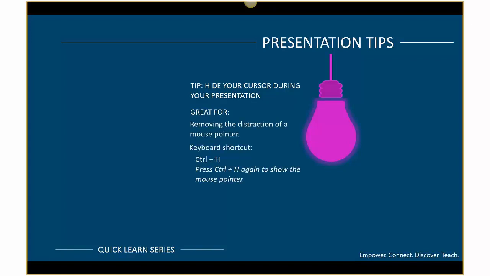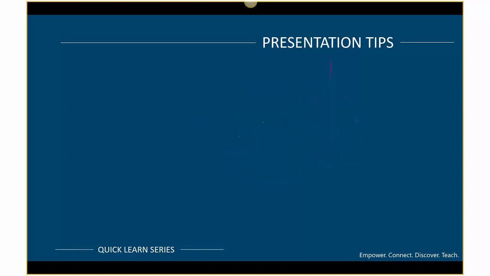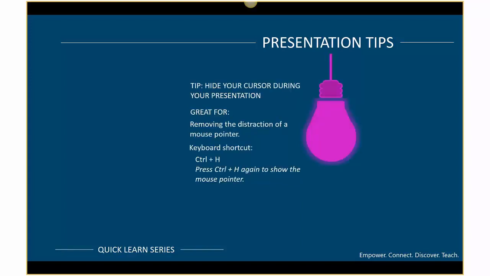So I can do a Control H, and I'm moving my mouse now, but you can't see the mouse on the presentation. So that is an option. And then you do just need to do a Control H again in order to show your cursor. So that can be a good one as well.